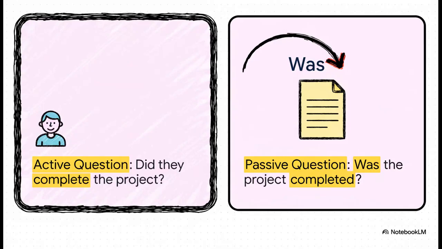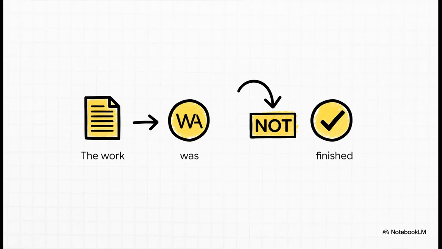To ask a question in the passive voice, it's so simple. You just take that to be verb and move it to the very beginning of the sentence. So instead of asking about they, you're asking directly about the project, keeping it as the main character. And making it negative is just as easy. You take your basic structure, the work was finished, and you just wedge the word not right after that to be verb. The focus stays right on the work and its status.